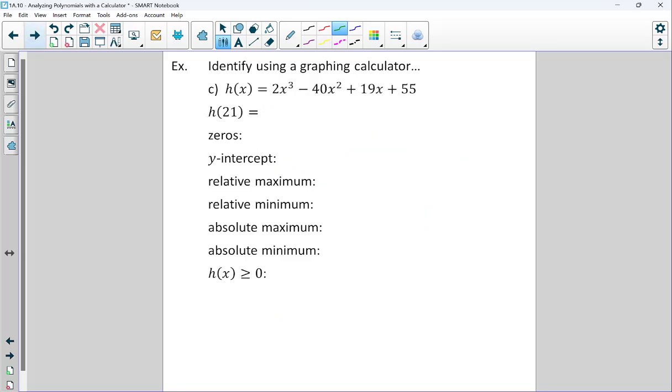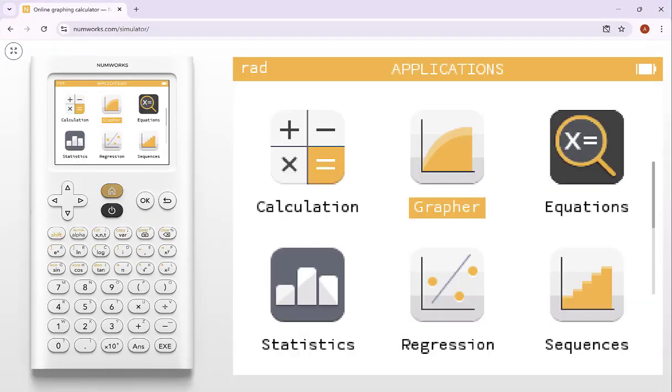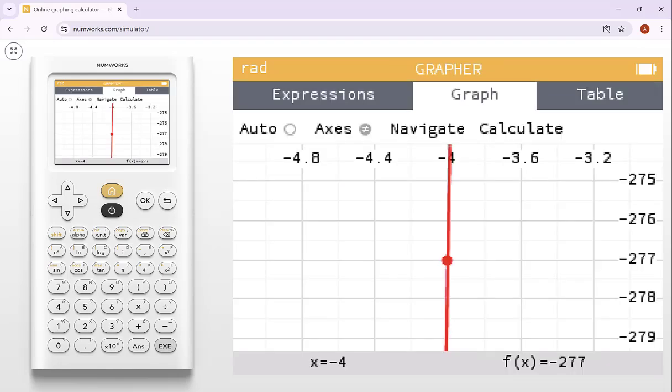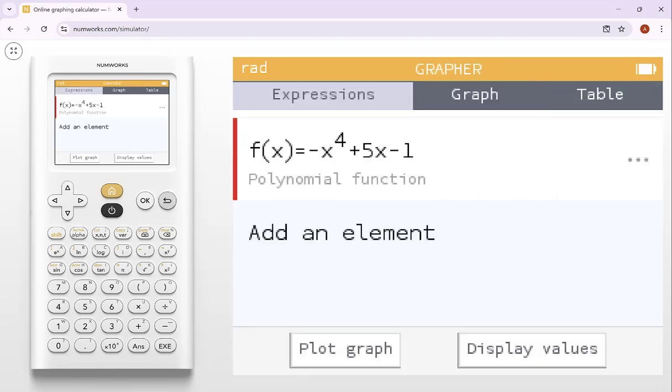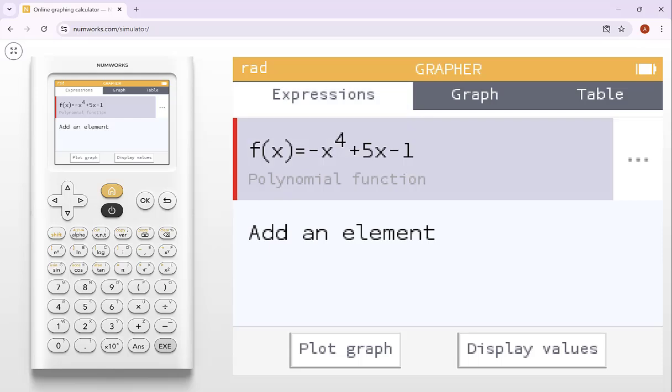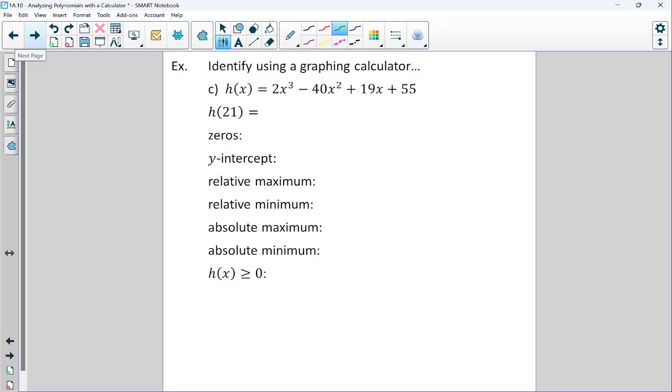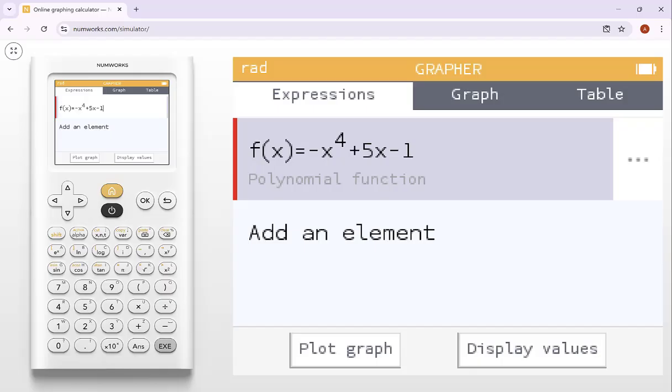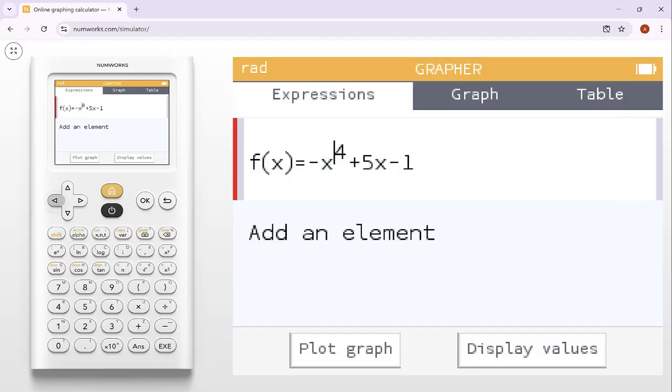All right, let's try one last problem. Go ahead and type this in your calculator, figure out all these answers, pause here, play when you're ready. All right, let's go ahead and clear this out. Back to expressions. Now, keep in mind, I'm leaving this as f of x. This clearly says h of x. It doesn't really matter. If it matters to you, feel free to change f of x to h of x if it makes you happy.